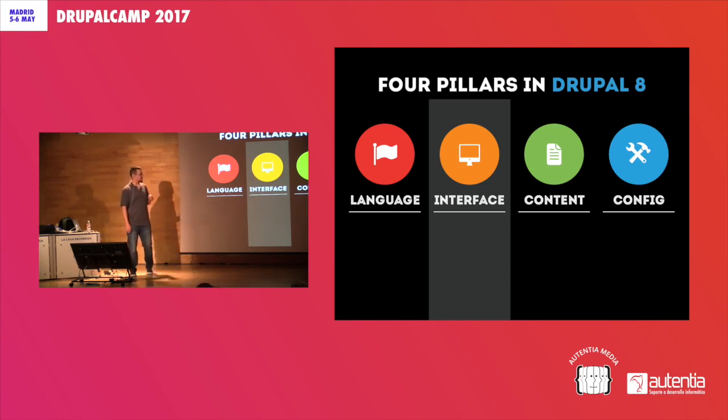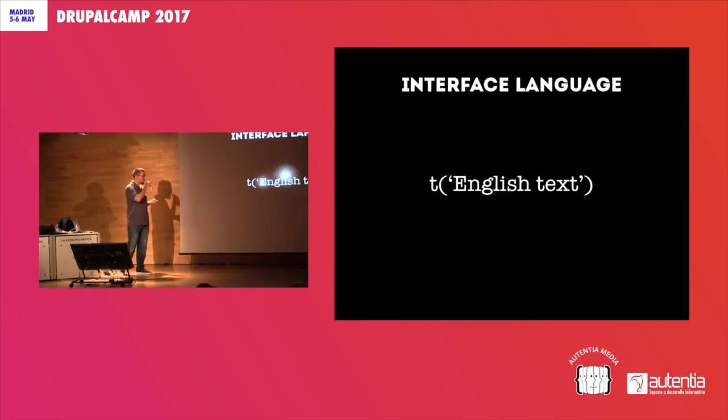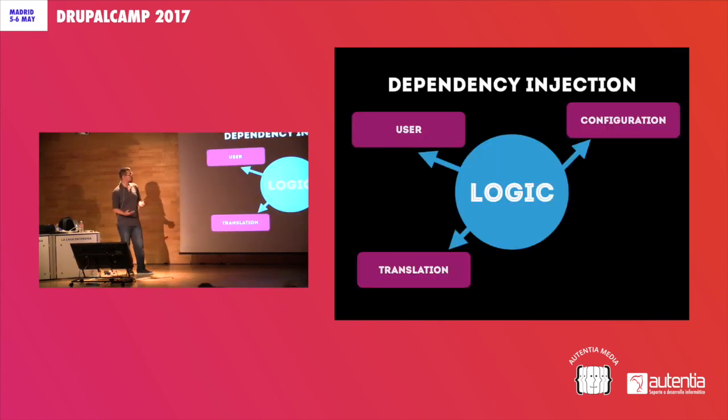So the next one is the interface translation module. In Drupal 7, we had the T function, and we have the same in Drupal 8. The talk is over. Let's go. Now, apparently it's the same, but internally it's really different, and you probably shouldn't be using that. You can use it, but you don't really need to. So let's see an example.